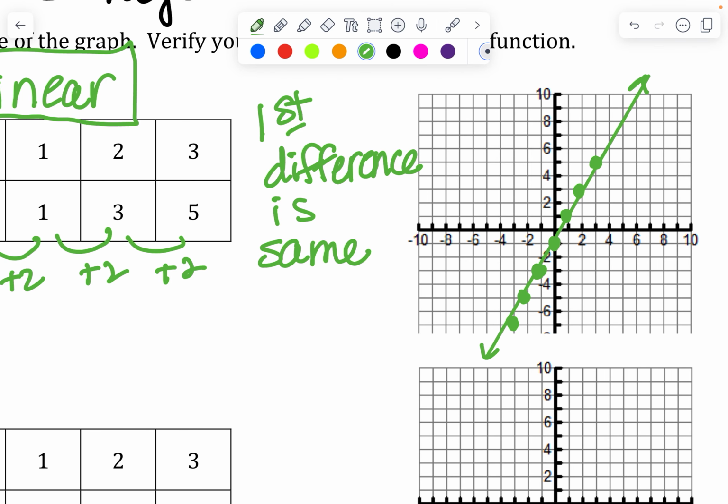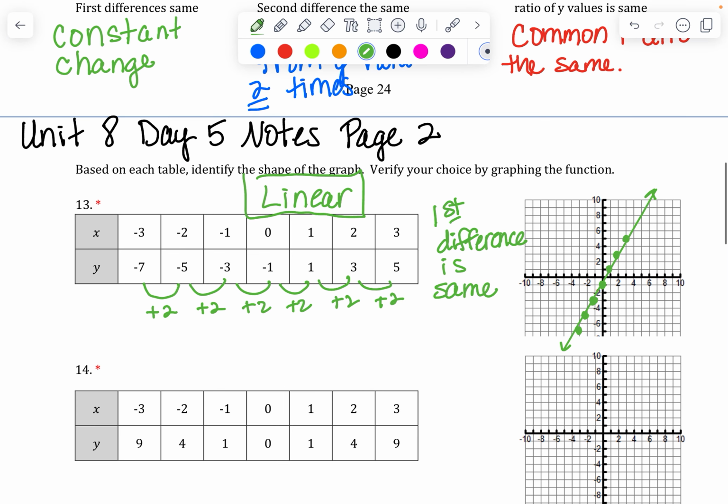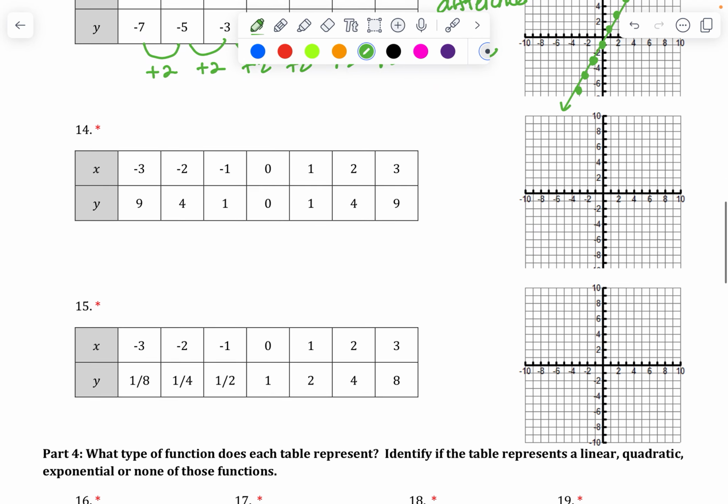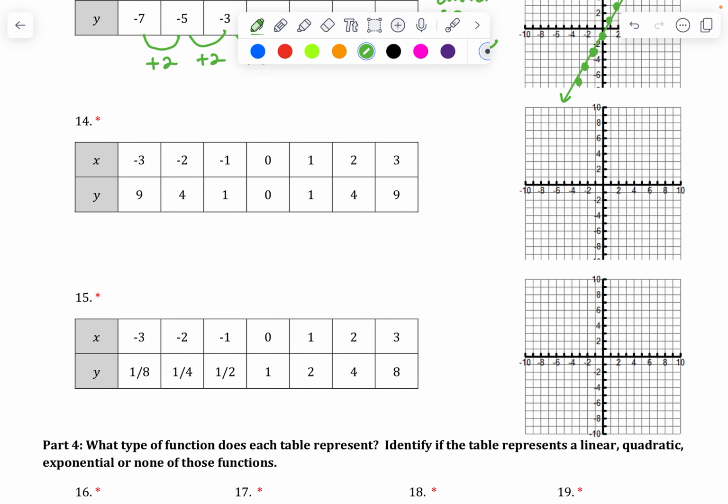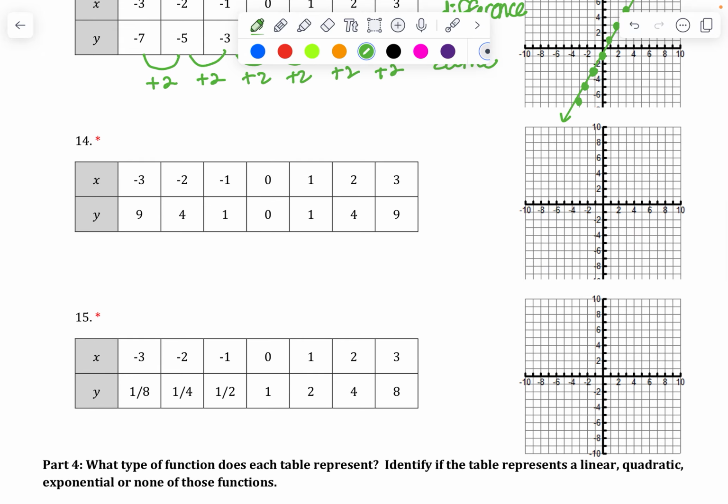So my second difference is the same. When that happens, it's quadratic. And then I'm going to prove that by graphing it. So let's see what we got here.